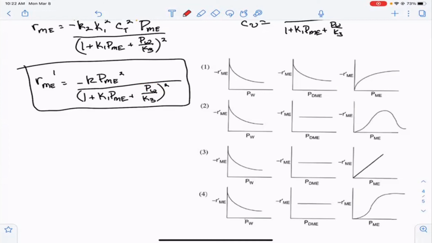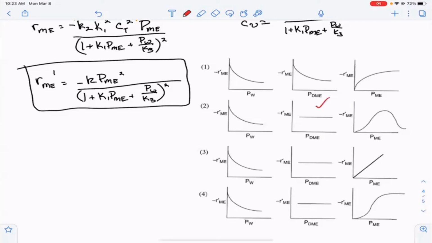We are not at all going to be able to use the pressure of water as a distinguishing factor in this problem. So the second thing we're going to have to do then is look at the rate of the reaction as you change the pressure of DME. If you look at our rate law, DME doesn't appear in our rate law anywhere.